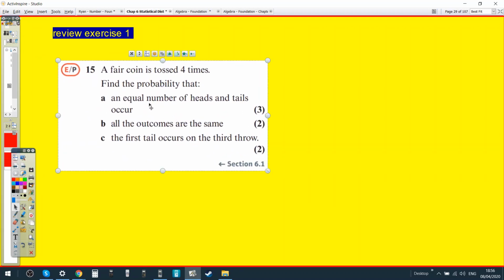I don't know. See, a fair coin is tossed 4 times, an equal number of heads. All the outcomes are the same. The first tail occurs in the third throw. So that is, I think, probably better to do when you've done binomial.